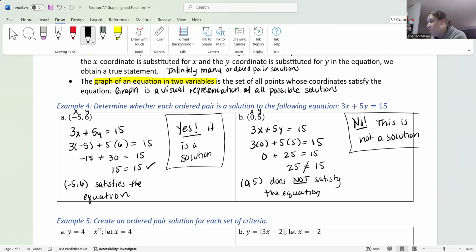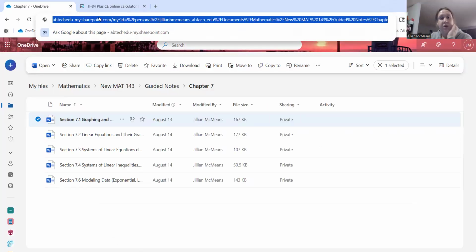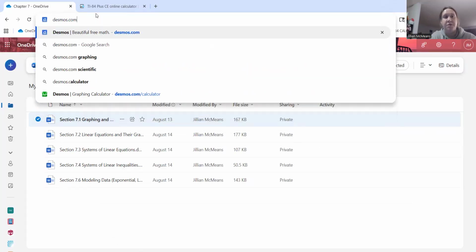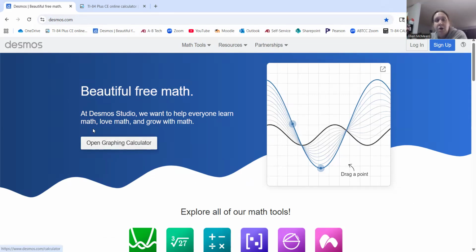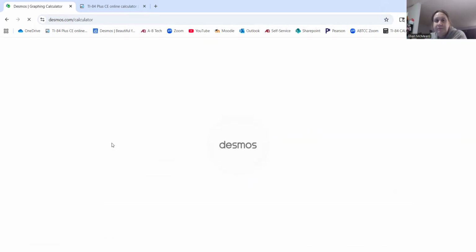Okay, now just for fun, let's scoot over to Desmos really quick. So let me share my screen. We want to go to desmos.com. If you are not familiar, Desmos is a free graphing utility, kind of like an online graphing calculator. So when you go to desmos.com, you pull up the website and then you just go here to open graphing calculator.